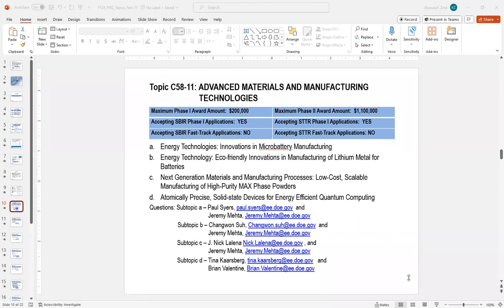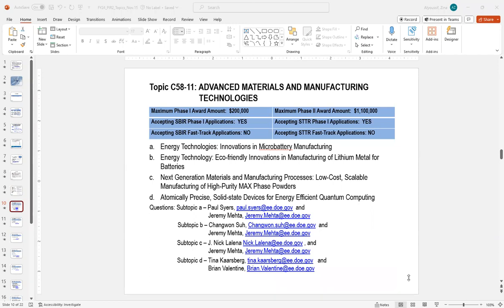There is a question: will devices for energy efficient traditional, also known as CMOS, computing be considered, though not specifically quantum computing? No, this subtopic is limited to quantum computing only, and only, as I mentioned, solid state quantum computing. No other configurations are considered responsive to this subtopic.